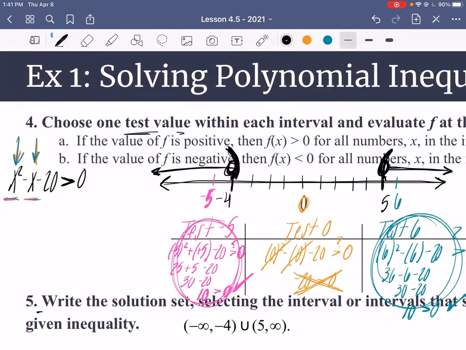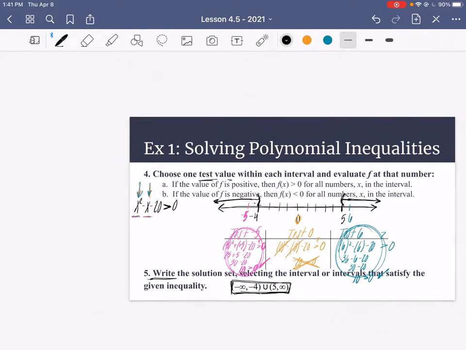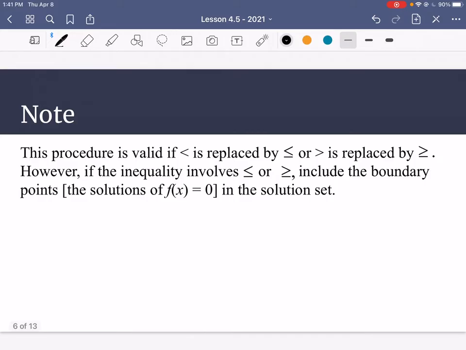And then the final step, number 5, is you have to actually write the solution set. So negative infinity to negative 4 is this part of the interval, and then 5 to positive infinity is the second part of the interval. And so that's the actual solution. And that, again, you only are going to get that solution after plugging in these boundary points. Okay, so let's now practice a second example now that we know the process.